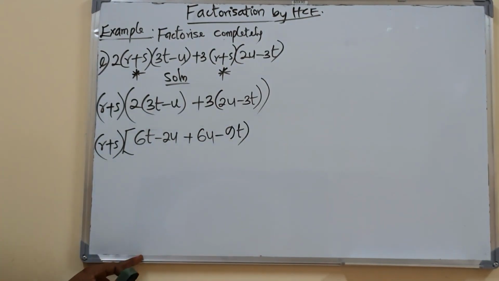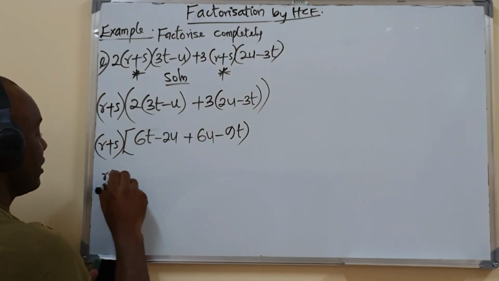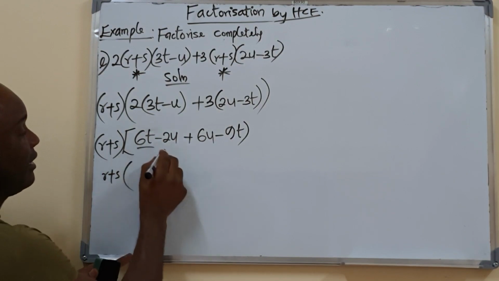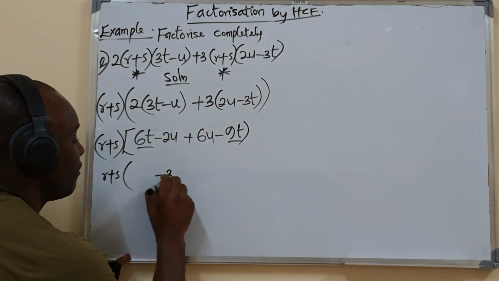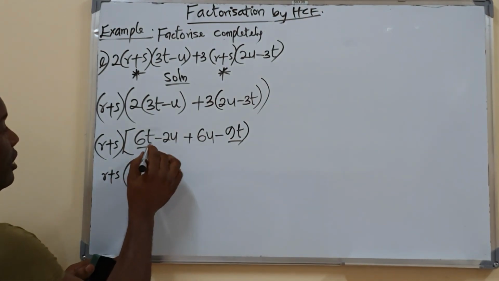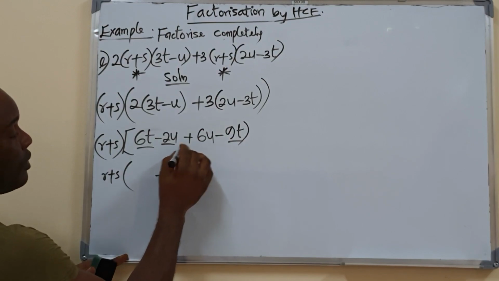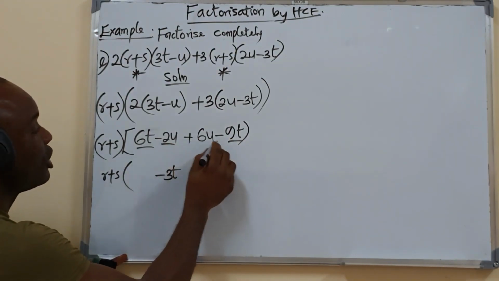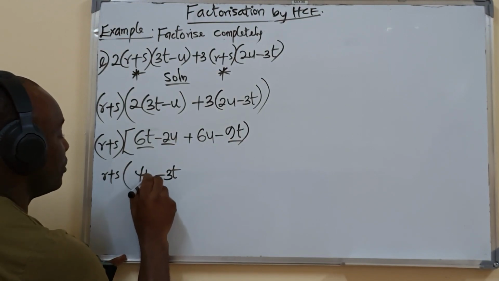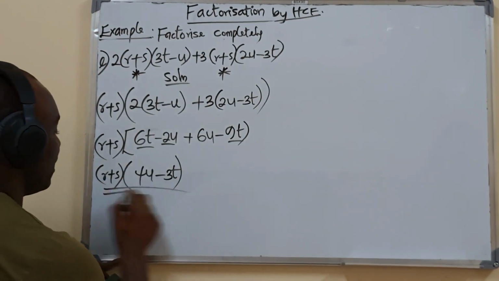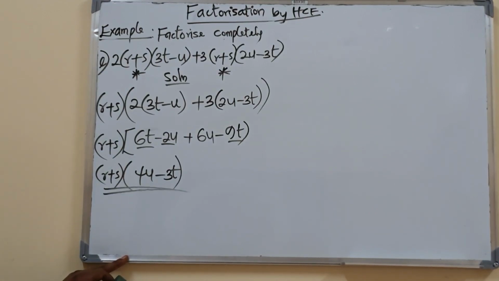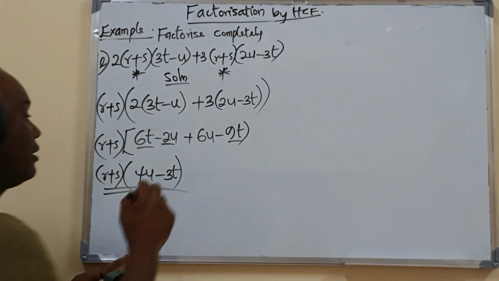Could there be something inside that we can also factorize again? Let's watch. First, r plus s, open bracket, 6t minus 9t will give us negative 3t. So negative 3t we've got here. And negative 2u, add 6u will give us positive 4u. So do you see anything common with both of them? Nothing is common. So it simply means that we are leaving our factorized version as r plus s, open bracket, 4u minus 3t. This is great.